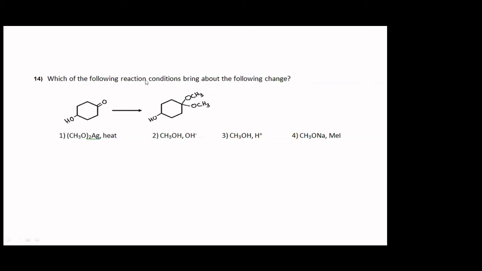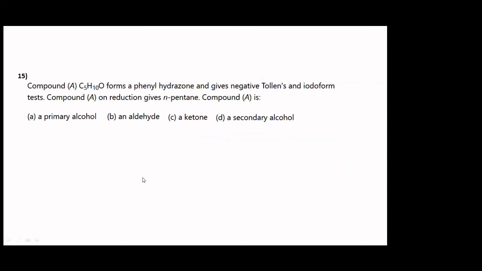Let's move on to the next question. The compound A, C5H10O, forms a phenyl hydrazone and gives negative Tollens test in the iodoform tests. Compound A on reduction gives n-pentane. Compound A is. In fact, this is for CET, but if it is for NEET, they will ask you the correct compound.